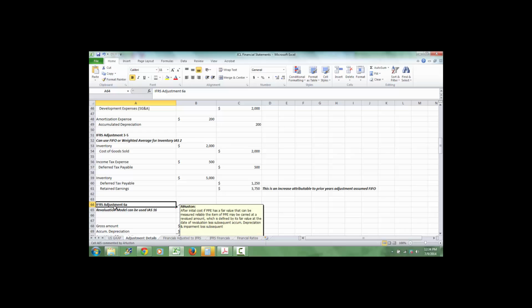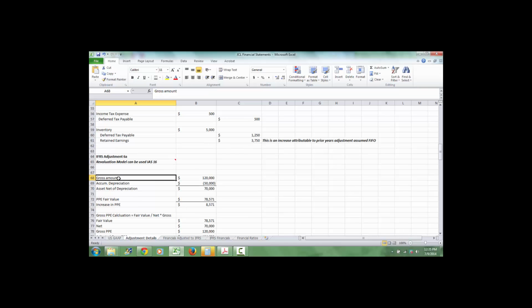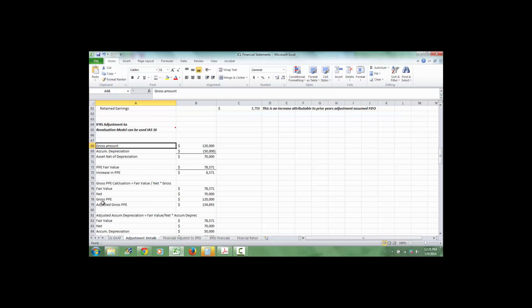So moving on to adjustment IFRS number 6A, this is the revaluation model. Currently under US GAAP standards, assets are carried at historical cost, which is what we bought them at, plant, property, and equipment, that is, and then we reduce it by depreciation. Well, IFRS offers another model where you would value it at fair market value and then amortize or depreciate that over the remaining useful life.